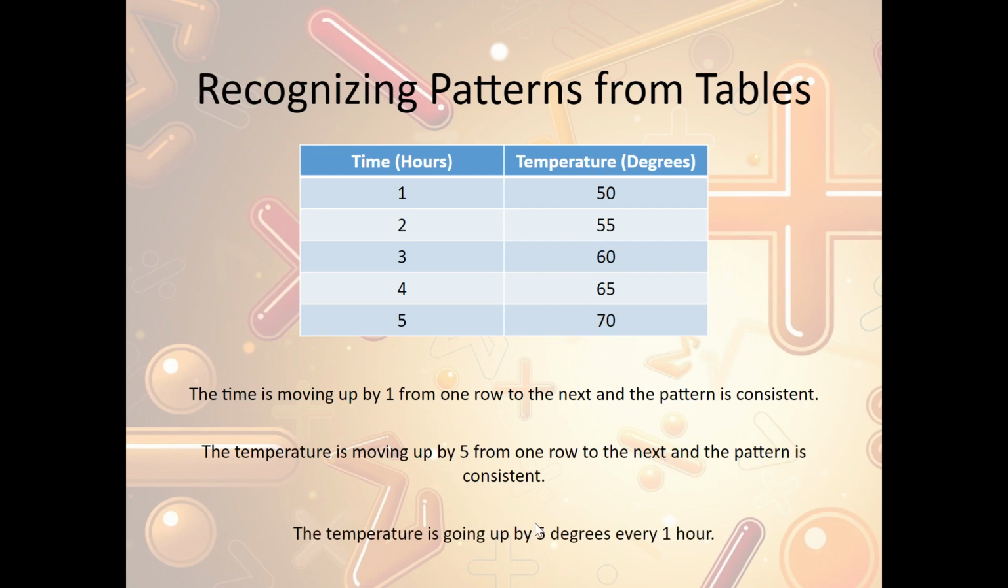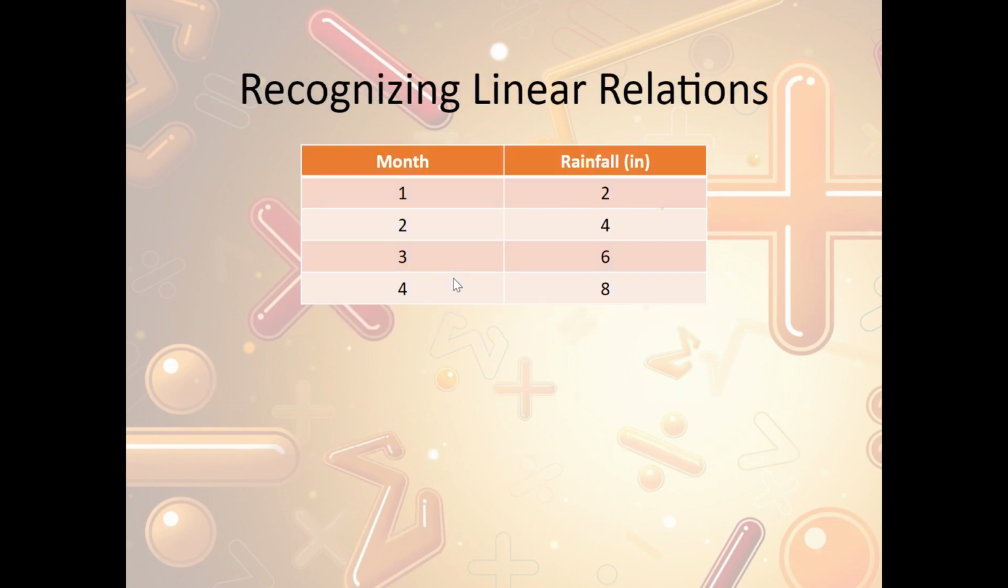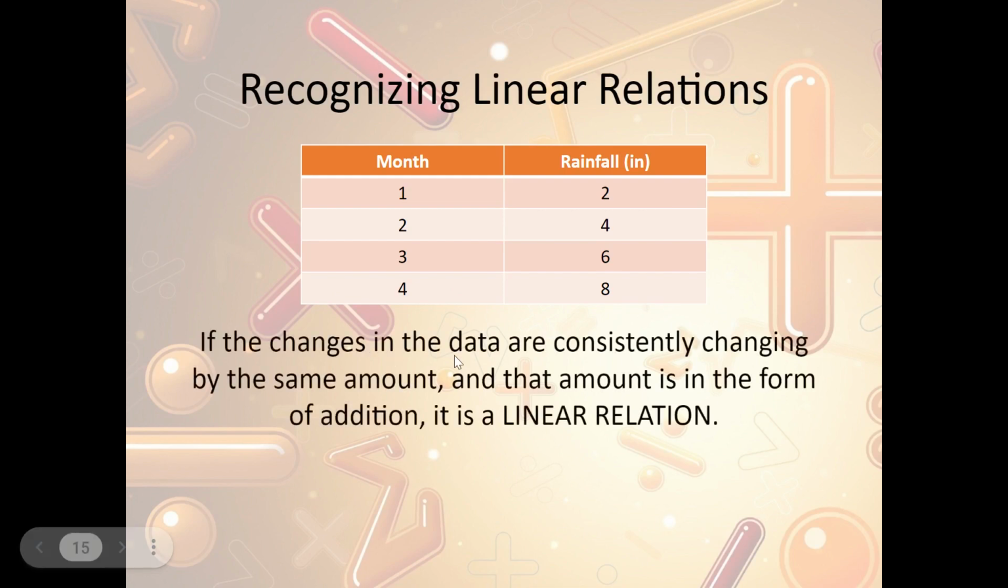So the temperature is going up by 5 degrees every 1 hour. That's what we can say based on the pattern we see from the table. Now from that, can we tell if these patterns are linear or not? Well, if the changes in the data are consistently changing by the same amount, and that amount is in the form of addition, it is a linear relation.